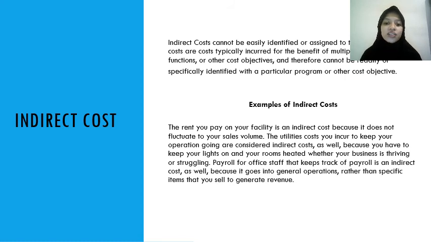For example, the rent you pay on your facility is an indirect cost because it doesn't fluctuate with your sales volume. The utility costs you incur to keep your operation going are considered indirect costs as well, because you have to keep your lights on and your rooms heated whether your business is thriving or struggling. Payroll for office staff that keeps track of payroll is an indirect cost as well, because it goes into general operation rather than the specific items that you sell to generate revenue.